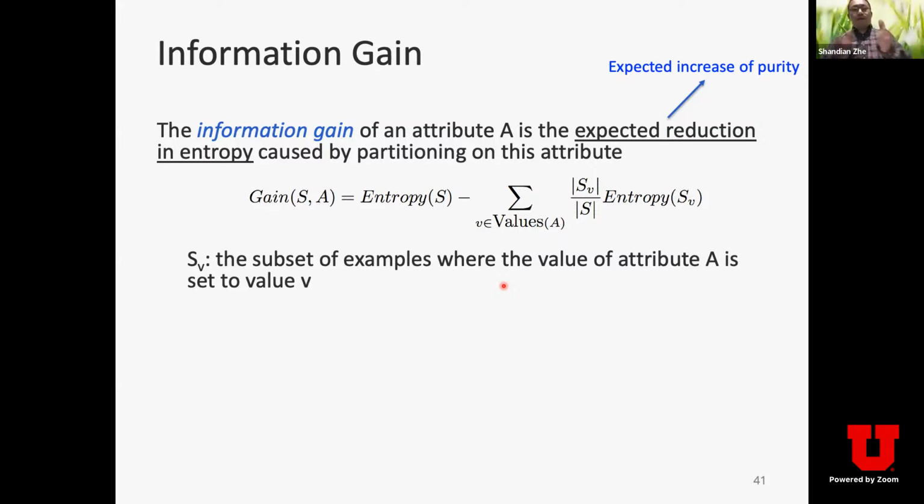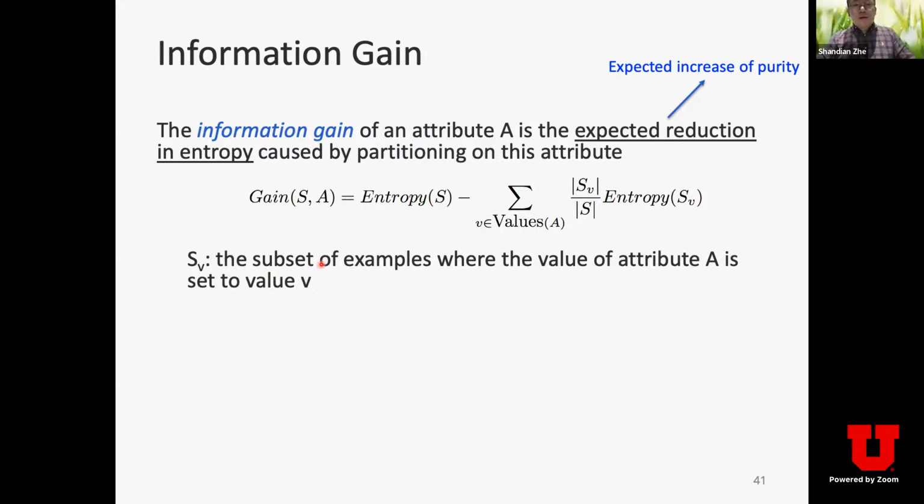Uncertainty, or entropy, and purity are like two sides of one coin. A large uncertainty or entropy means small purity, or low purity, and a small uncertainty or small entropy corresponds to high purity. So instead of looking at the increase of purity, we look at the reduction of the uncertainty, the reduction of the entropy. That's why we define it in this way.